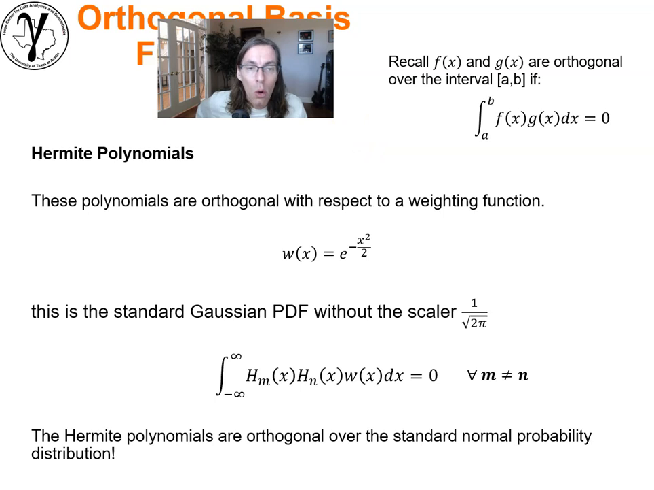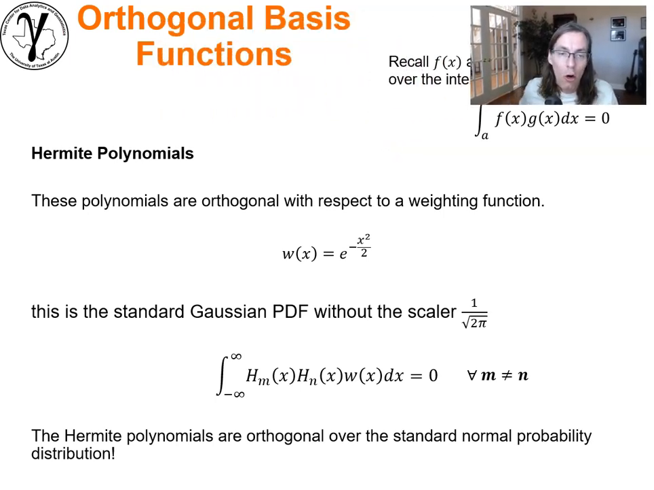Now, this holds, in fact, for Hermite polynomials only under the condition that we have a weighting function equal to this exponential right here. If you look at it really carefully, this weighting function is just the standard Gaussian probability density function. We'll remove this scalar, 1 divided by square root of 2 times pi. Not a big deal.